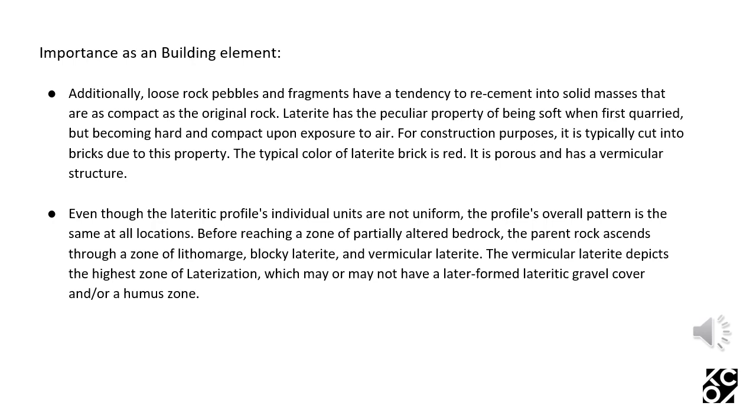It is porous and has a vermicular structure. Even though the laterite profile's individual units are not uniform, the overall pattern is the same at all locations. Before reaching a zone of partially altered bedrock, the parent rock ascends through a zone of lithomarge, blocky laterite, and a vermicular laterite. The vermicular laterite depicts the highest zone of laterization, which may or may not have later formed lateritic gravel and/or a humus zone.